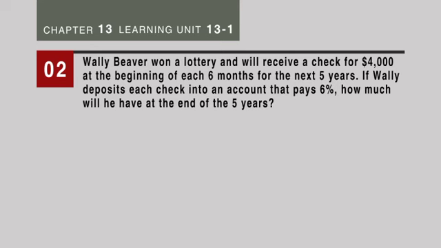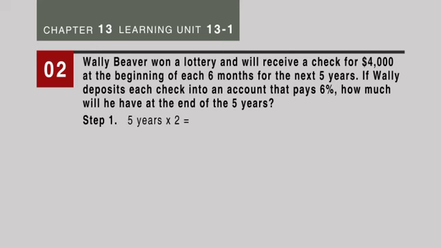In number 2, Wally Beaver wins a lottery, gets a check for $4,000 at the beginning of each 6 months for the next 5 years. If he deposits each check into an account that pays 6%, how much will he have at the end of 5 years? Now remember, this sounds like an annuity due, beginning of the period.